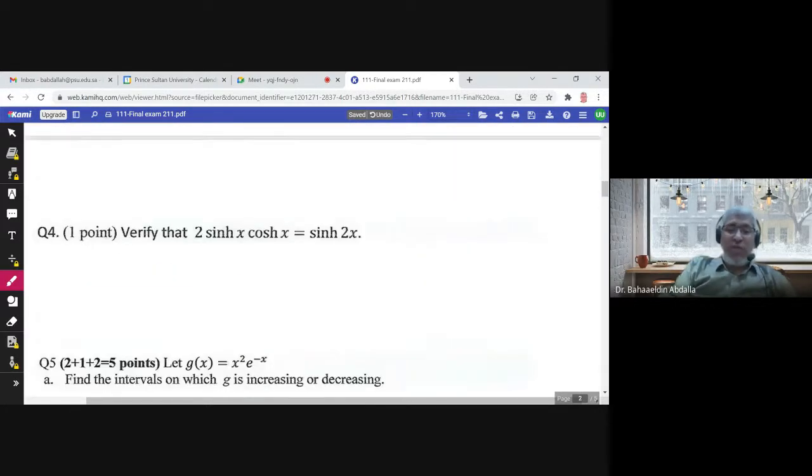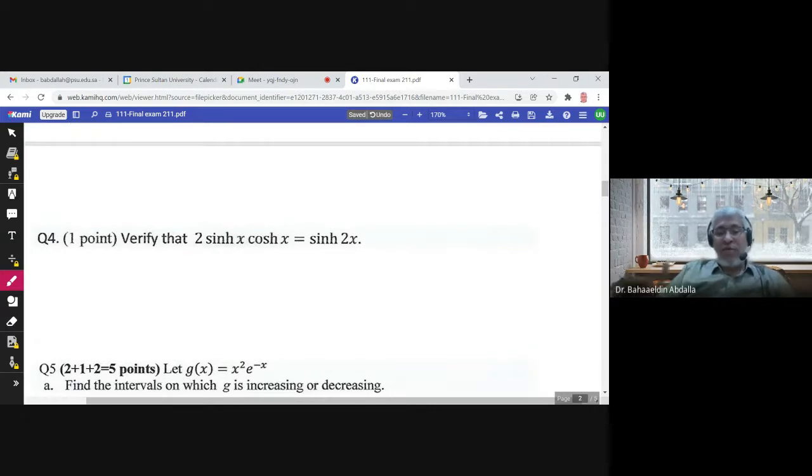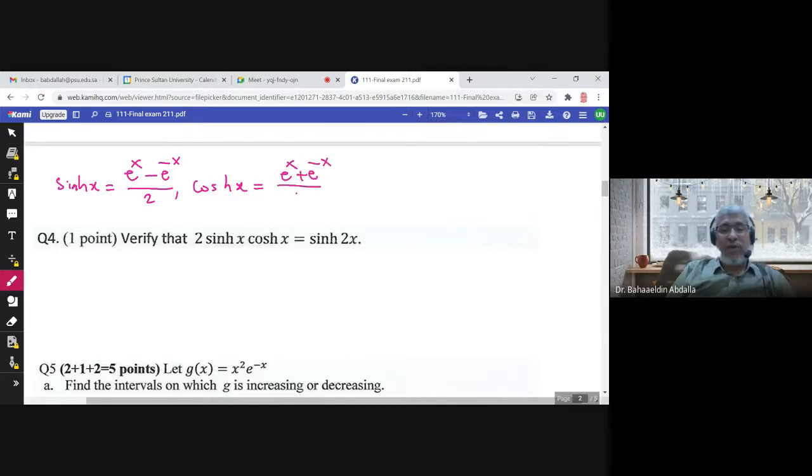Verify that 2 sinh x cosh x equals sinh 2x. Well, if you remember, the definition of sinh x is e to the power x minus e to the power negative x over 2. And the definition of cosh x is e to the power x plus e to the power negative x over 2. And sinh 2x would be, I replace x by 2x in the definition of sinh, so it would be e to the power 2x minus e to the power negative 2x over 2.